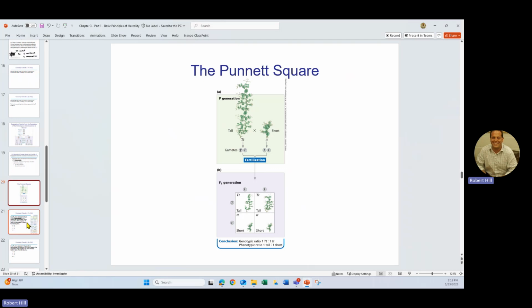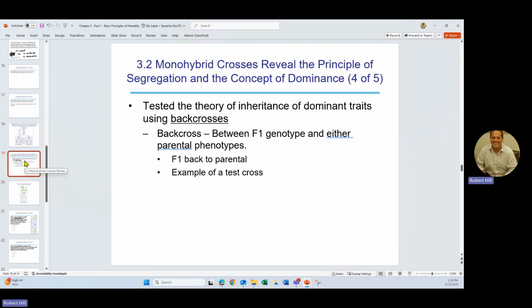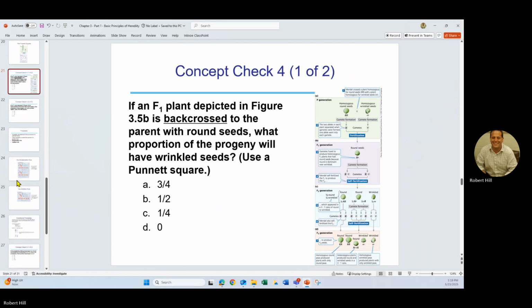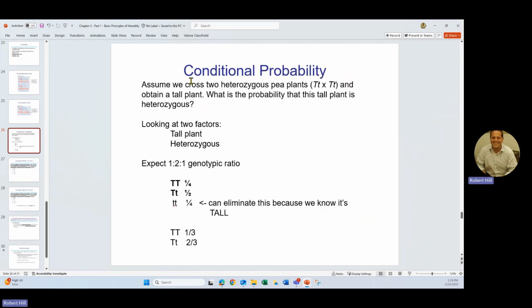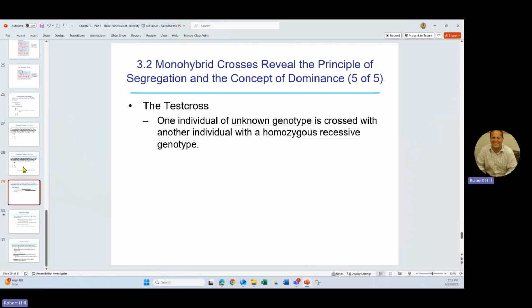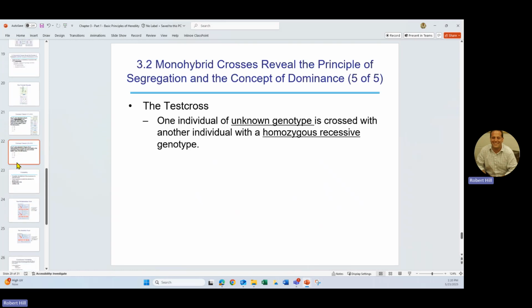All right, so here is test cross stuff. Here's the test cross. There's this test cross. Sorry, just bear with me a sec. There it is. Okay, I want to make sure we're getting to that in this chapter.